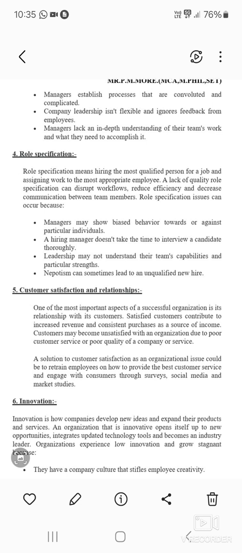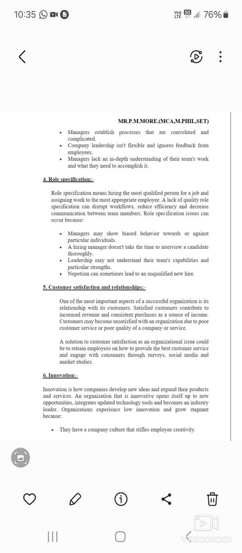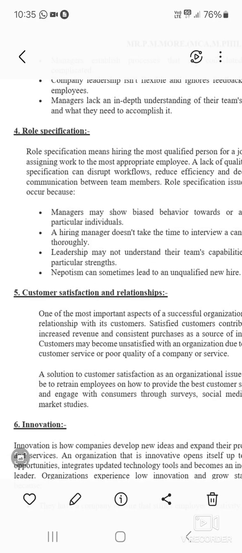A hiring manager doesn't take the time to interview a candidate thoroughly. Leadership may not understand their team's capabilities and particular strengths. Nepotism can sometimes lead to an unqualified new hire. Next issue, customer satisfaction and relationship.